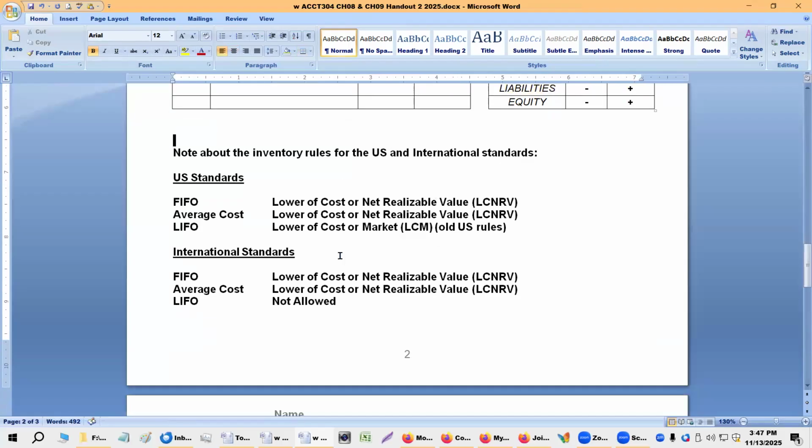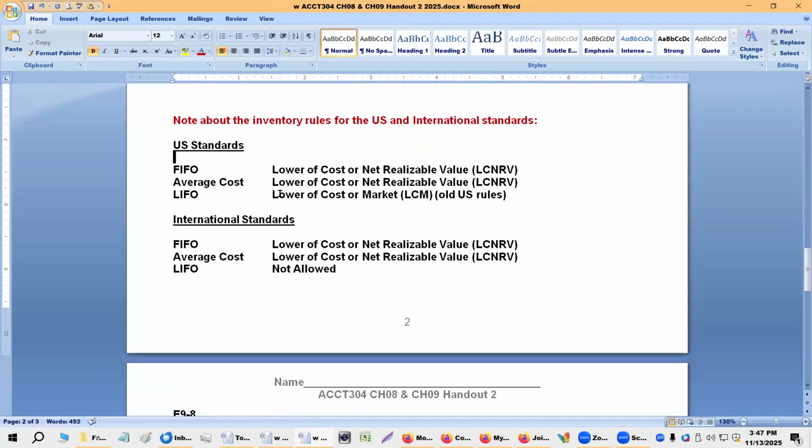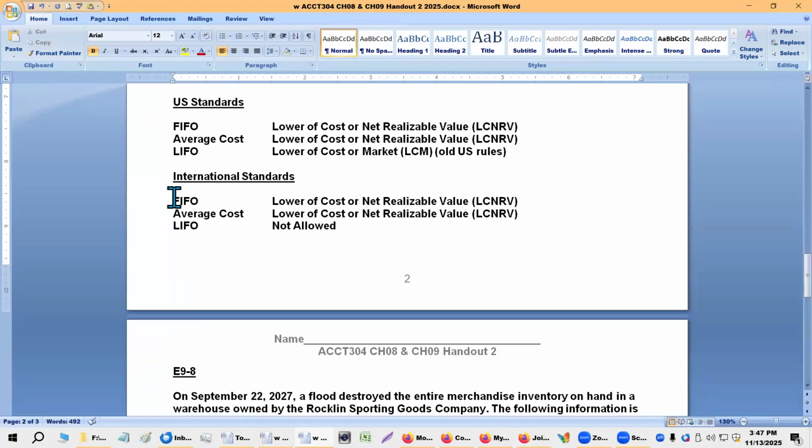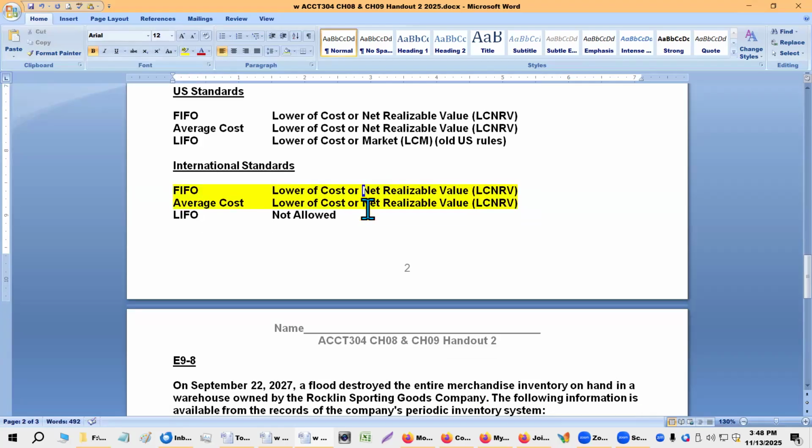Okay, and I made a note here because this is kind of where we're at right now with this stuff. Let me start with the international standards. It'll be easier. The international standards use what we just did, the lower of cost or net realizable value. They don't allow LIFO, so there is no ruling on LIFO for the international standards. You can't use it anyways.